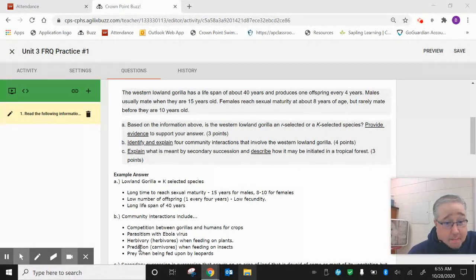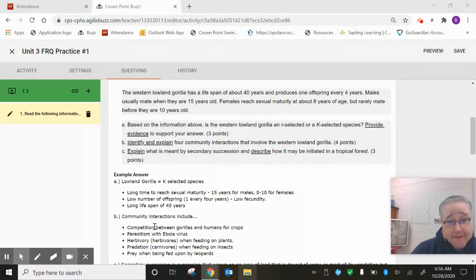But you could have also just mentioned predation when feeding on insects. And you could have also mentioned that the gorillas are prey. They're kind of the opposite end of the predation relationship when being fed upon by leopards. So you had to come up with 4. There was 5 that they gave you in the paragraph.